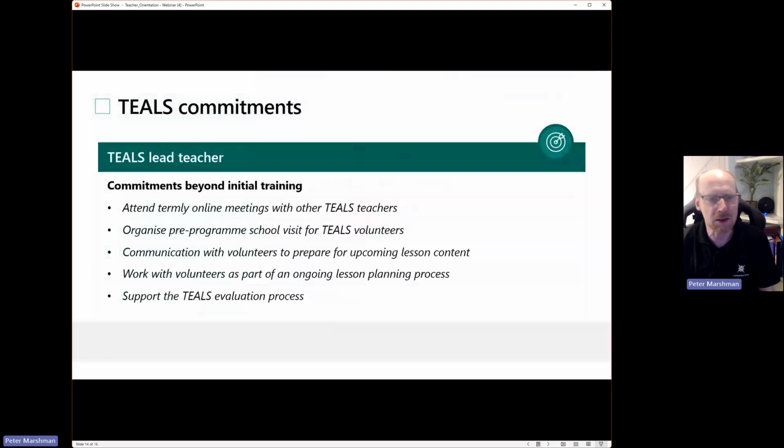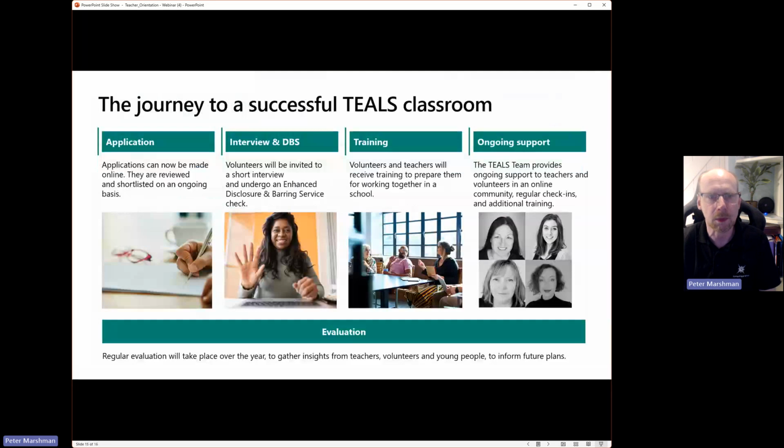There are commitments beyond the initial training. There are termly online meetings to share best practice. There will be an administrative team that we'll look at later that will help you and your volunteers join up together and form that kind of TEALS alliance. And then finally, we've got the TEALS evaluation process. There'll be an ongoing evaluation process as we continue to refine and improve the TEALS program.